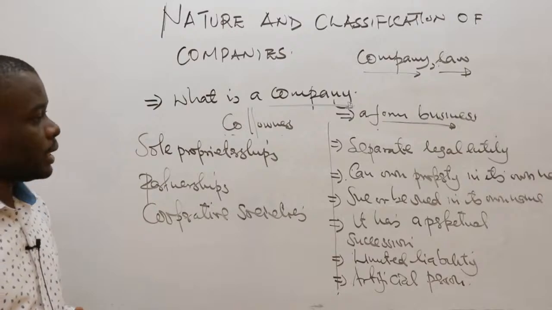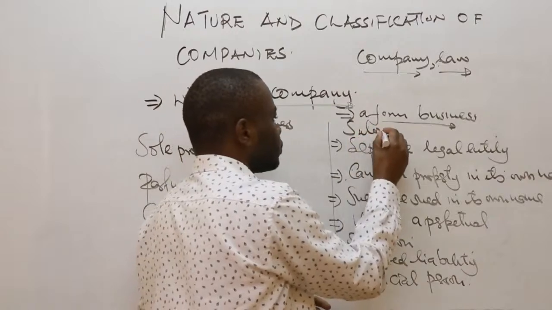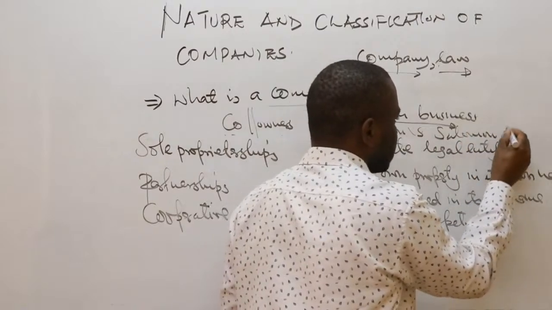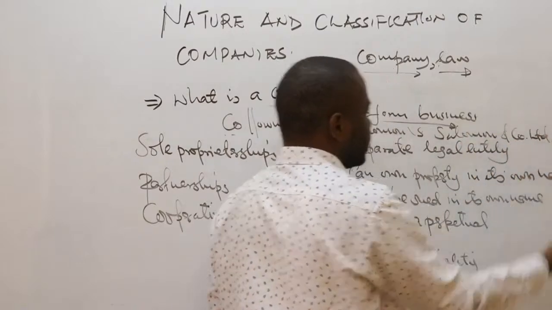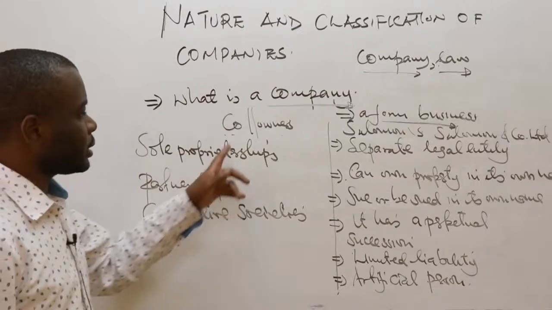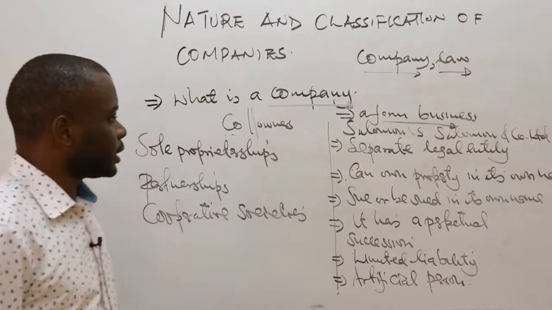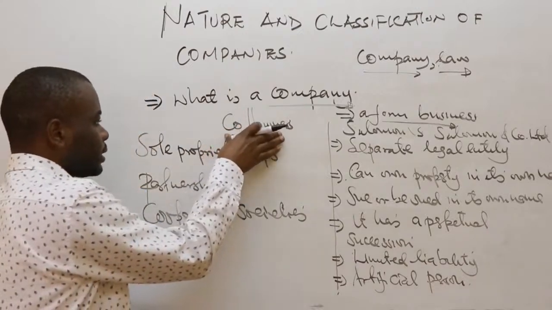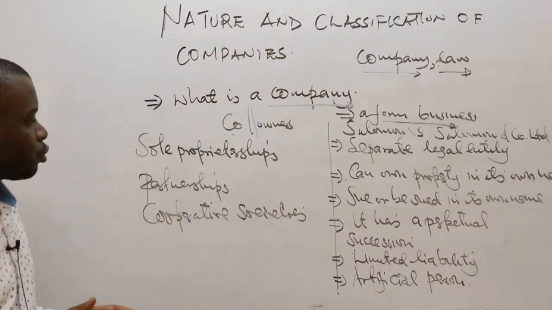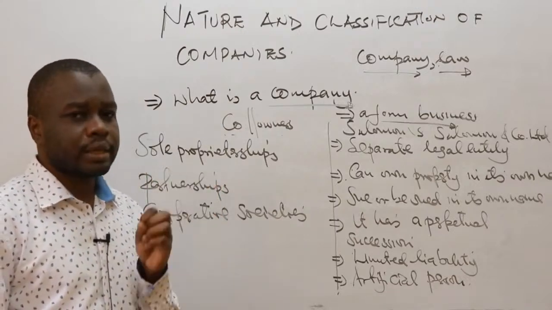This is explained by a rule known as Salomon versus Salomon and Company Limited. This is a famous case law that explains that a company, as a form of business, and the owners are two distinct entities. These characteristics do not exist in other forms of business. For example, with a sole proprietor, the owner and the business are viewed as one and the same person.